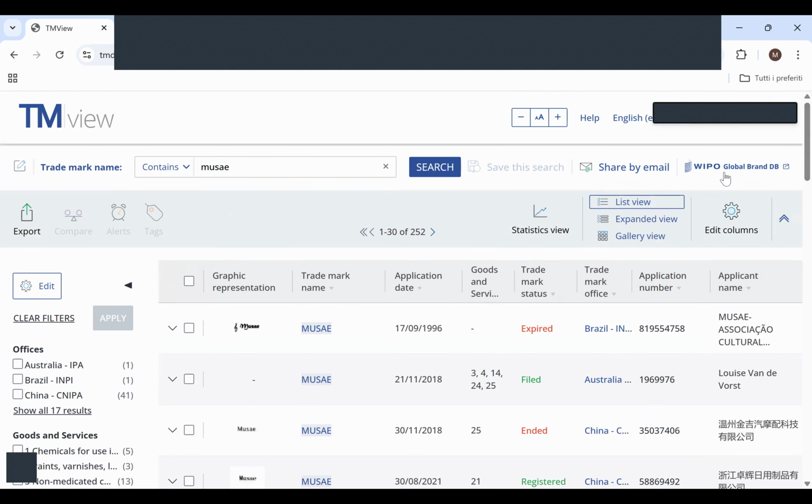Okay, this is done at international level, so it's the World Intellectual Property Organization. And I think it's all. You may export, you may edit, you may change the research, you may edit different columns. I think it's quite useful. The second one I would like to show you, but I have some problem.